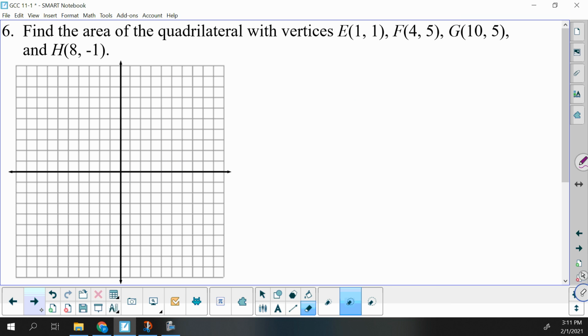All right, moving down to the bottom, we have a quadrilateral, so a four-sided figure. We'll plot each of those points. 1, 1 will go right 1 and up 1. 4, 5 will go right 4 and up 5. G will go 10 right and 5 up. And then H will go 8 right and down 1.